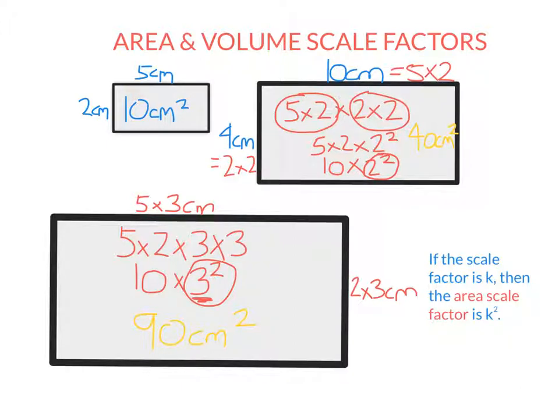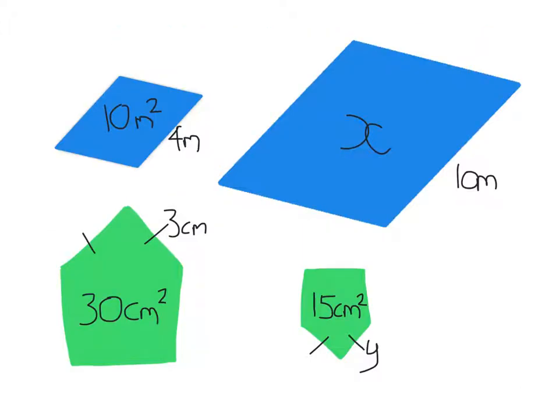So note, when I say scale factor just by itself, I'm talking about the proportion of sides. Area scale factor is the proportion of areas in similar objects. So let's now use this to find unknown quantities. Okay, we're going to find the value of x and y in these diagrams. So let's look at the first two parallelograms. I'm telling you that they're similar.